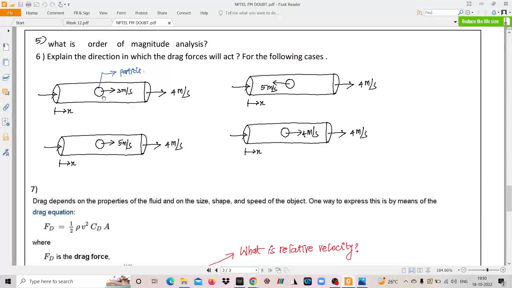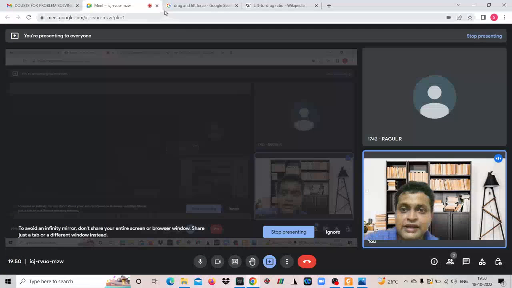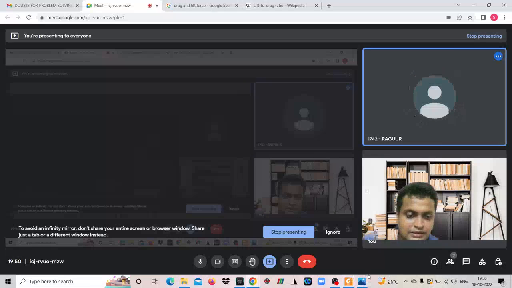Yes, sir. This is the positive direction, so if it is coming as minus 1 meter per second, then it is along your, say this is your positive x-axis, so this is moving along your negative x-axis, right?